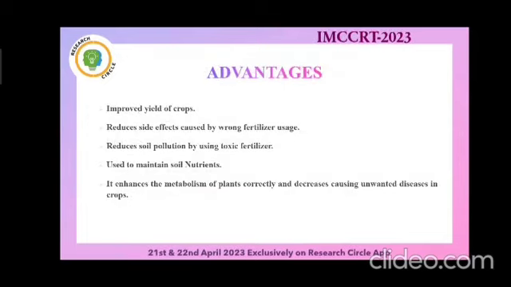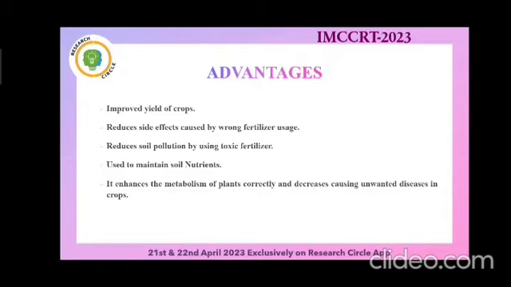The advantages are improved yield of the crops. So we are neglecting the crop disease before it occurs, so we can improve the yield of the crops. It reduces side effects caused by wrong fertilizer use, and reduces soil pollution caused by toxic fertilizers. We can reduce the usage of toxic or unwanted fertilizers for the crop. We can only use the necessary fertilizers for the recommended crops.